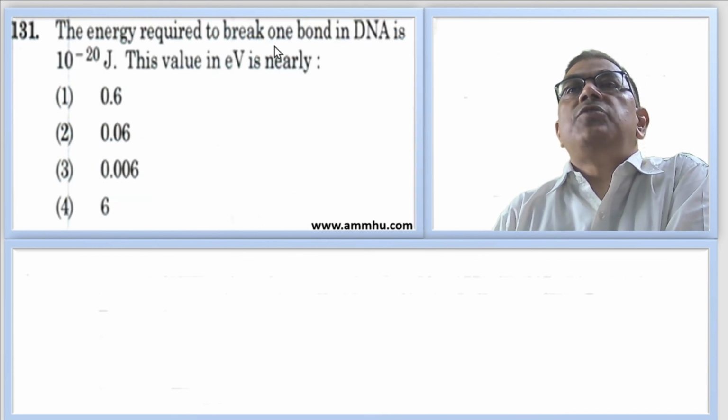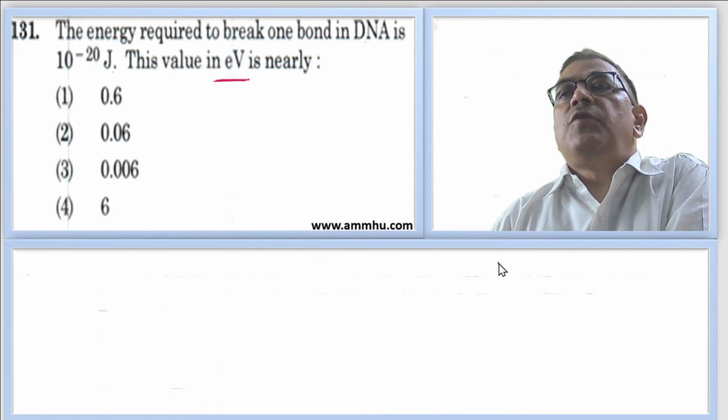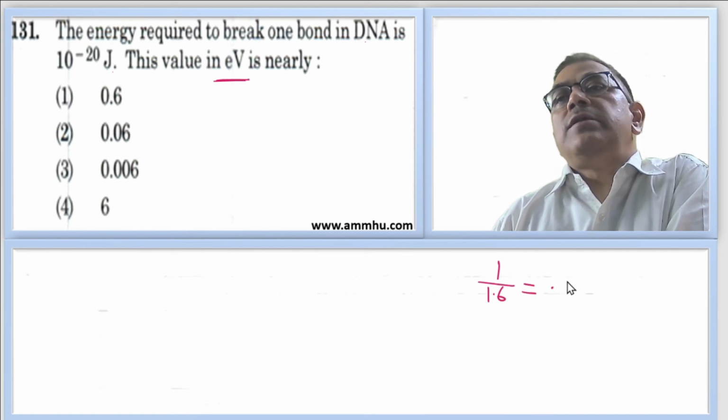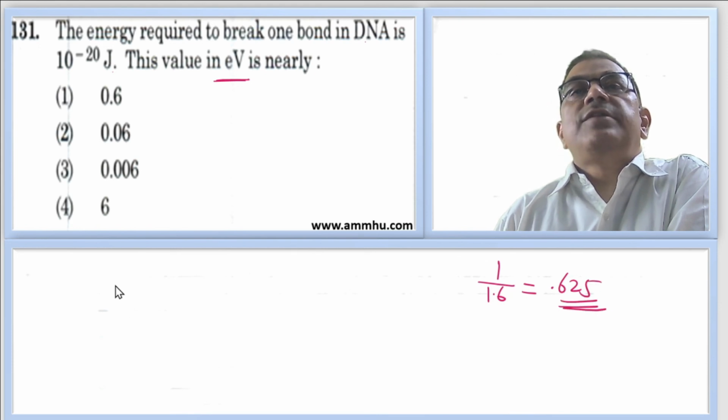The energy required to break one bond of DNA is this, value in electron volt. So what you should remember is that 1.1 divided by 1.6 is equal to how much? This is equal to 0.625. Is it okay? Let's proceed.